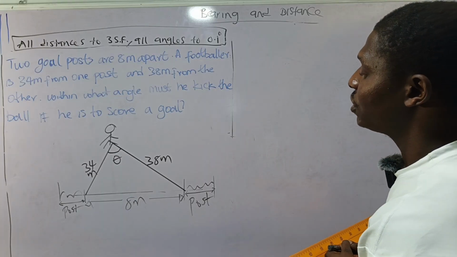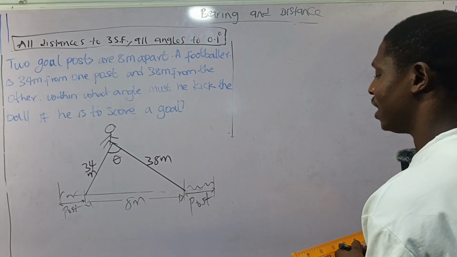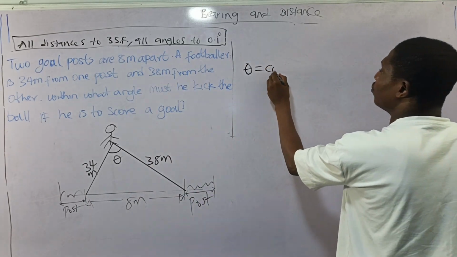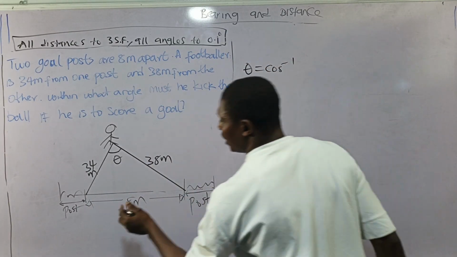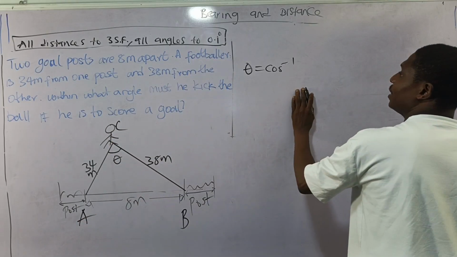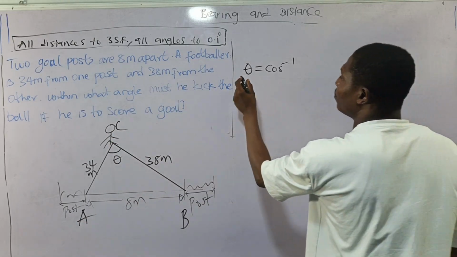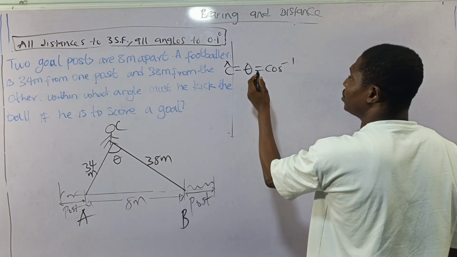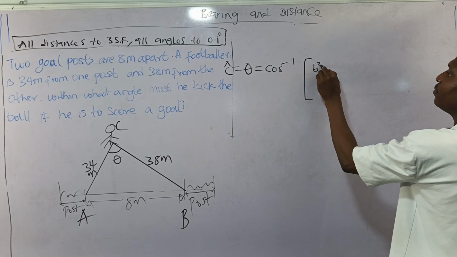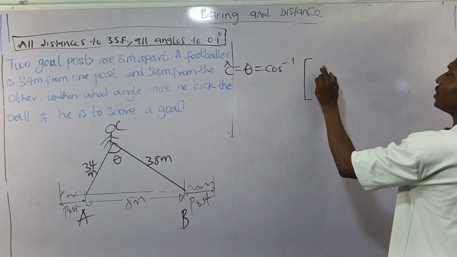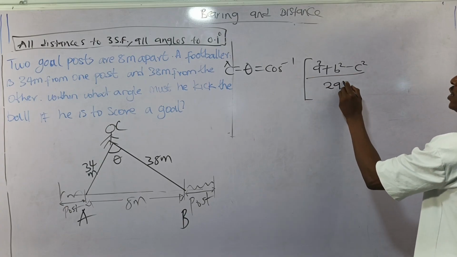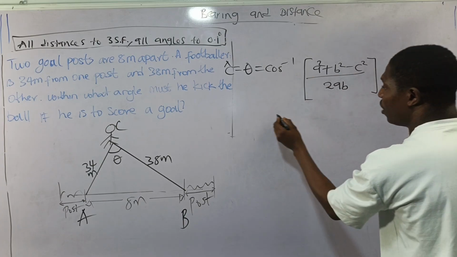Now let's solve. Since we have 3 known sides, we can get any of the 3 angles, but we are looking for this one. So theta is equal to cos inverse of, let's make it easy, let this be A, this be B, and this be C. Now theta is angle C, so theta equals cos inverse of A squared plus B squared minus C squared all over 2AB. We've been doing this, so you should know how we got it.